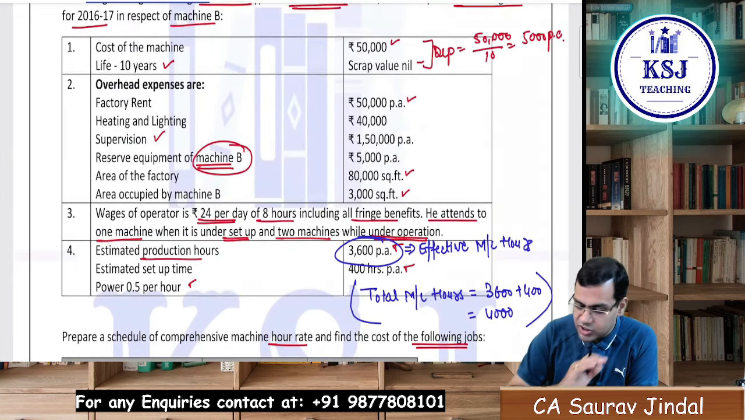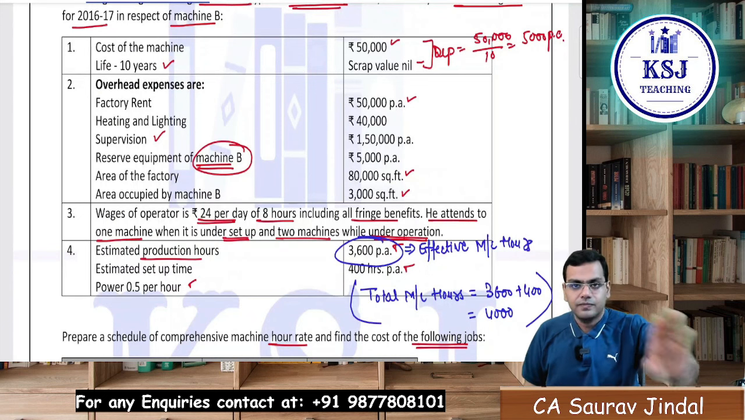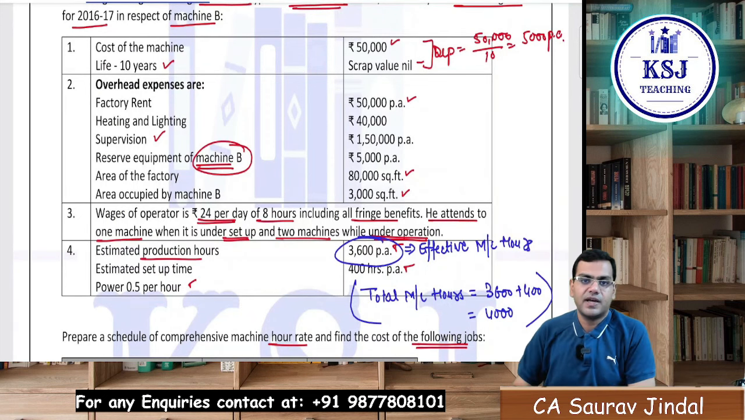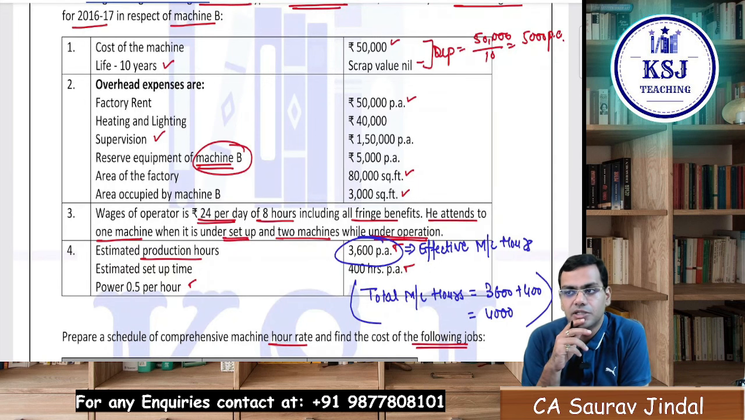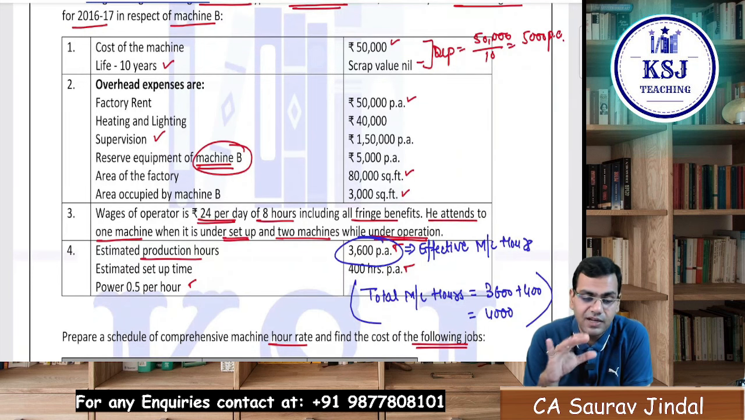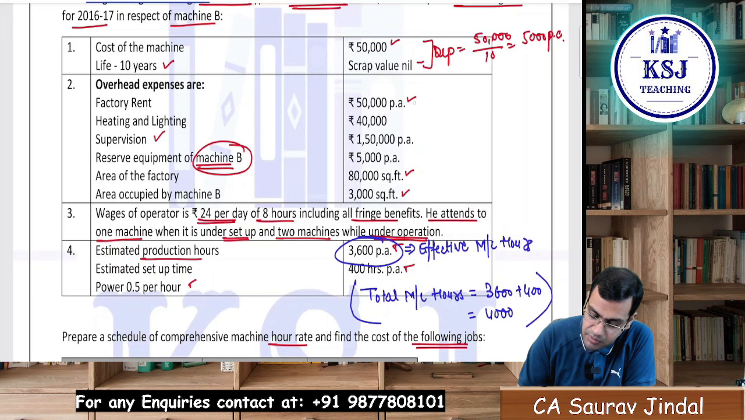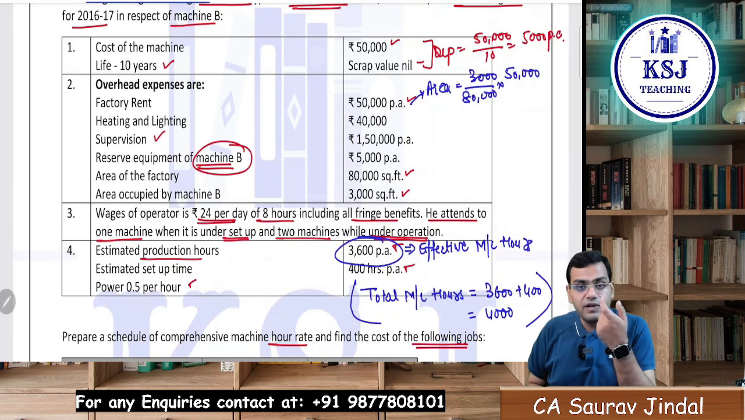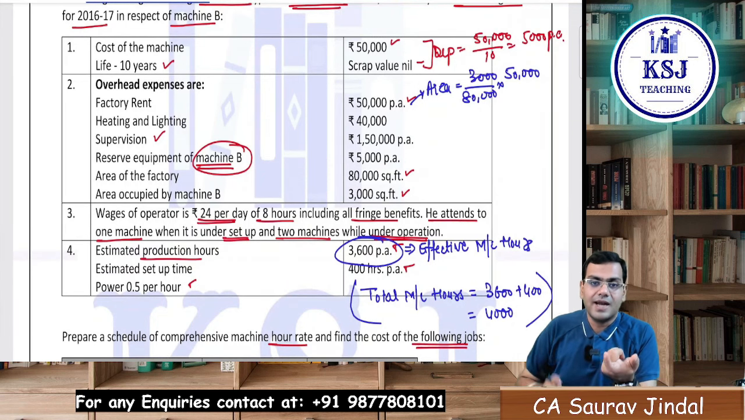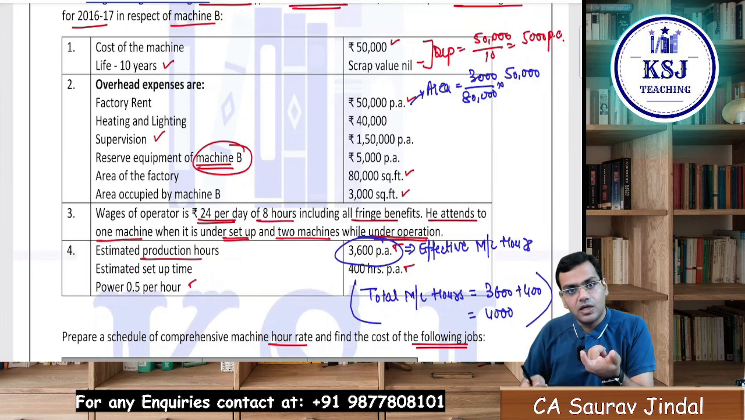Now for the machine hour rate, depreciation we have calculated, sir. What about the factory rent? Depreciation is for this particular machinery only. Factory rent is 50,000 per annum. How will you distribute this factory rent? It will be distributed on the basis of area. Area occupied is given, that is 3000 divided by 80,000 into 50,000. So this is how you will find out what amount out of this 50,000 rupees is to be taken for this particular machine.